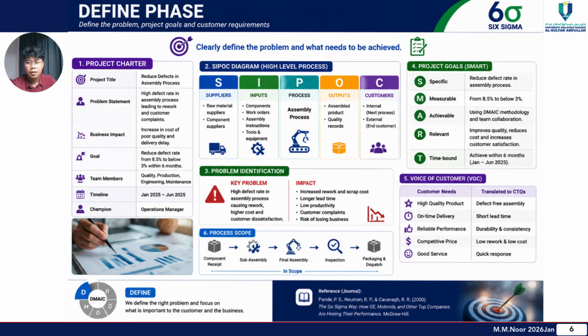For the example, the problem statement identifies a high defect rate in the assembly process, while the goal aims to reduce defects within a specific time frame.